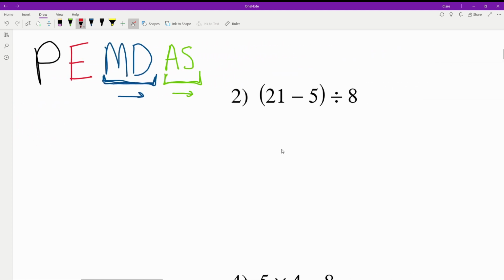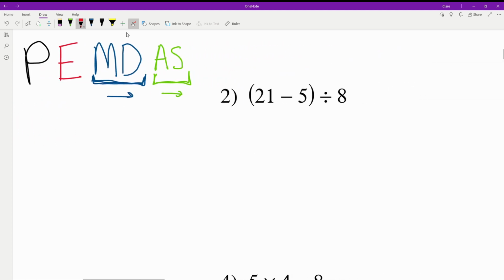Moving on to number 2, leaving PEMDAS up so we can see it. Again, we have parentheses that we need to evaluate first. So we're going to do 21 minus 5, which is going to give us 16. And then we still need to divide by 8. 16 divided by 8 will give us 2. So 2 is our solution in number 2.